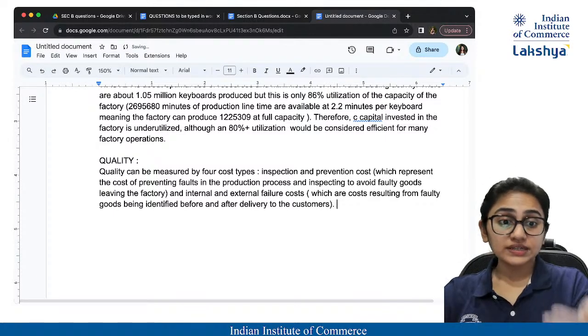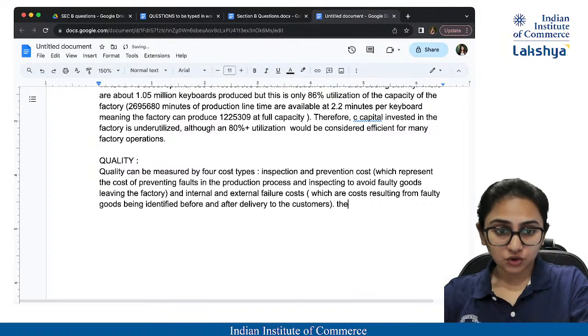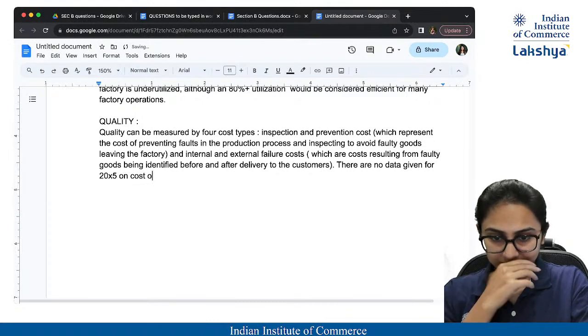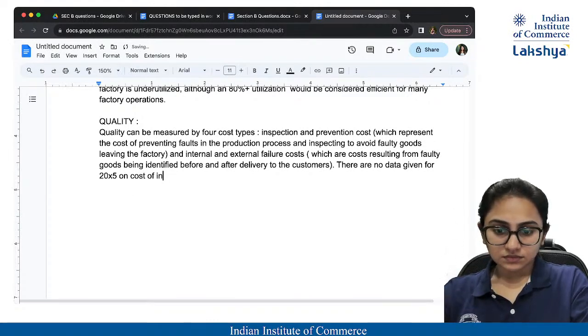But there is no data given on the inspection and prevention costs. Ideally we had to consider that, but there is no data given. You have to mention that because the data is not given in the question. No data given for 20x5 on cost of inspection and prevention.